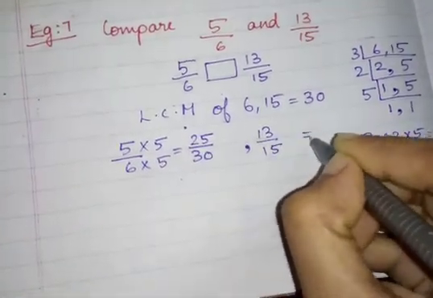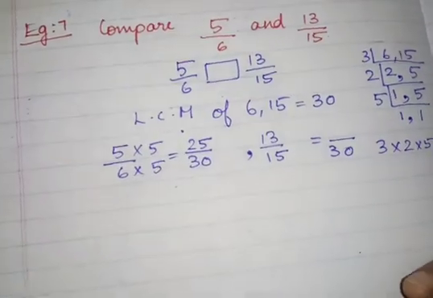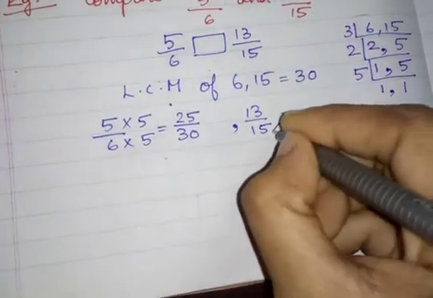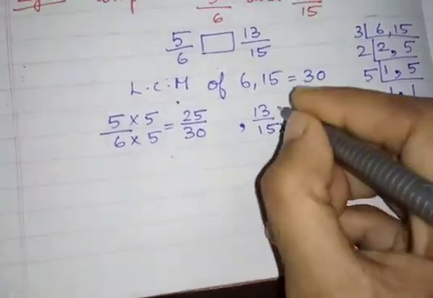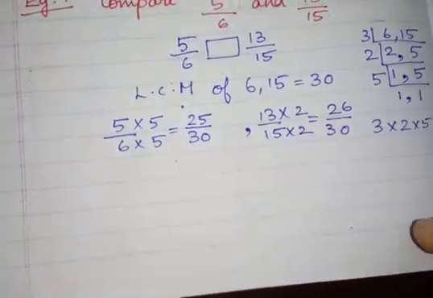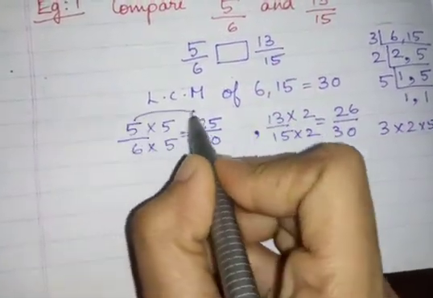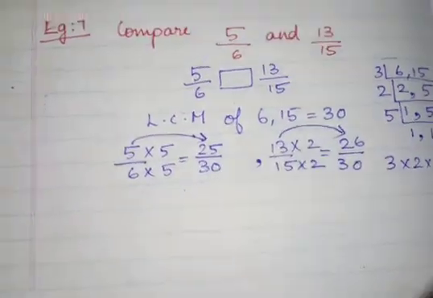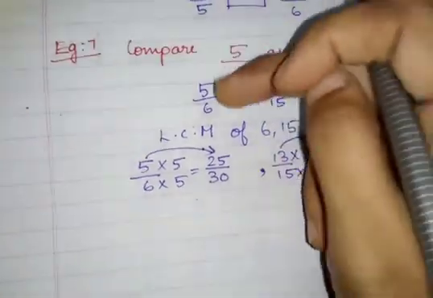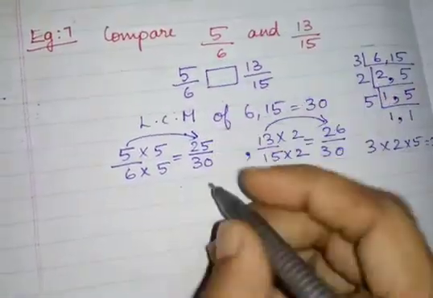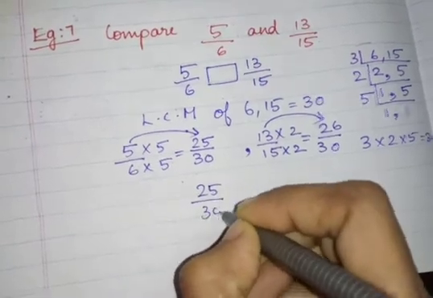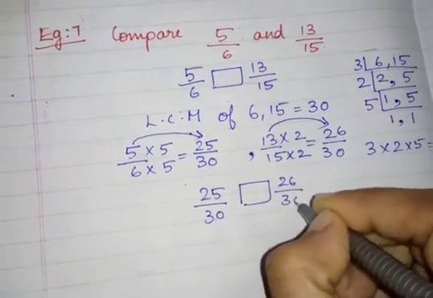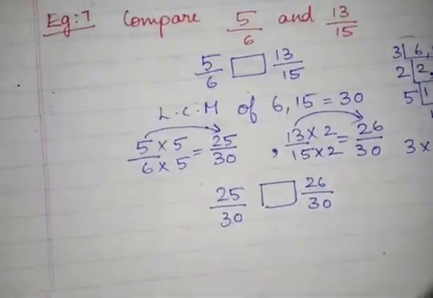13 by 15. I want to convert it to 30 as denominator. So I want to convert this 15 to 30. 15 2s are 30, right? So 13 2s are 26. So now I have converted this 5 by 6 to 25 by 30, then 13 by 15 as 26 by 30. Yes? Now instead of 5 by 6, what will you write? I will write it as 25 by 30. Instead of 13 by 15, what will I write? 26 by 30.